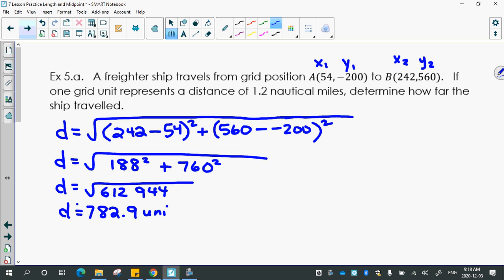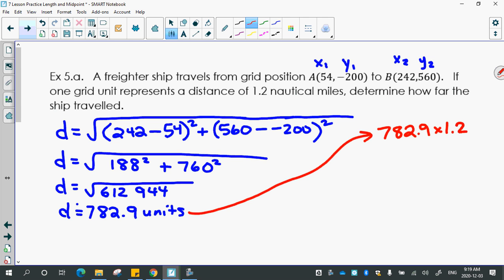But that's grid units, and we want nautical miles. So we know that we have to multiply by 1.2. And now our units, and it's approximate because this was rounded, so this is also approximate. 938.4 nautical miles. And then because it's a word problem, you do it there.